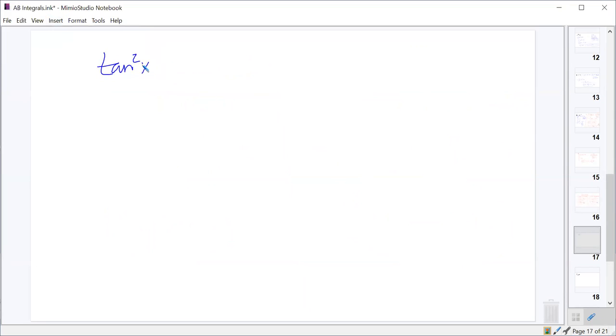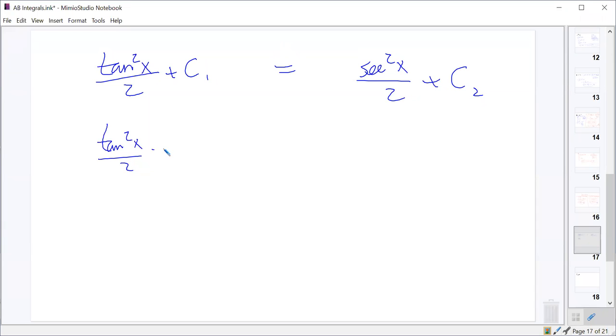We had tangent squared x over 2 plus a constant. We'll call it constant 1. And on this side, we had, it's not tangent, it's secant squared x over 2 plus some other constant, perhaps. And we're claiming that these are equal to each other. So let's leave this side as is, but rewrite this secant in terms of tangent. How do I write secant squared in terms of tangent? 1 plus tangent squared x, right? Yep, over 2 plus this second constant.